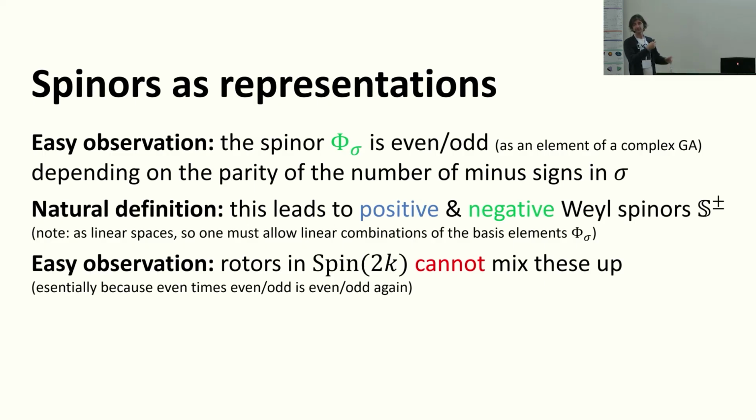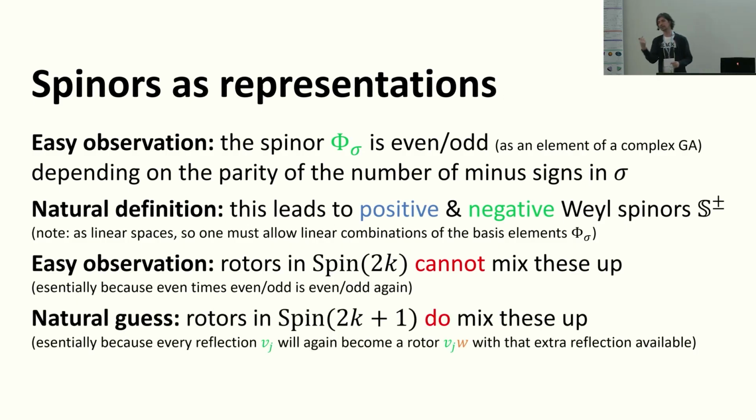Once again, this is Weyl versus Dirac. Rotors cannot mix up blue and green unless you go one dimension higher. If you go one dimension higher, then you have one extra reflection, and then reflections become rotations again. What if you go one extra dimension higher, do, re, do, then you have an extra box. So it's really in steps of 2.